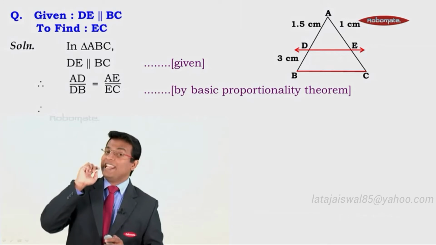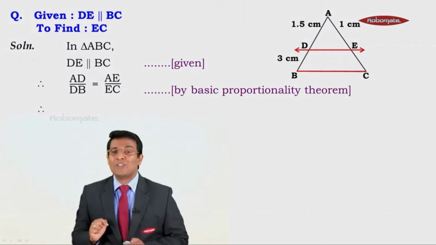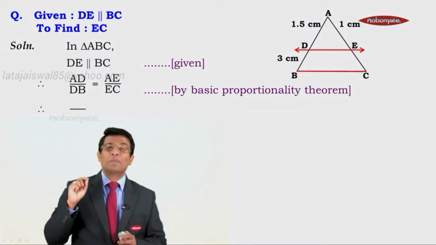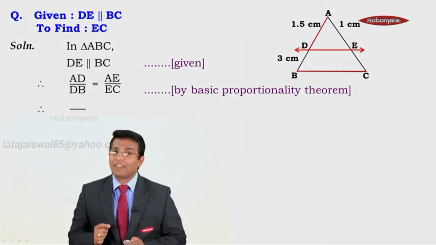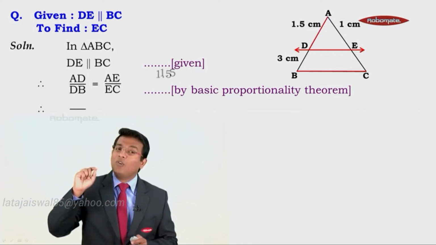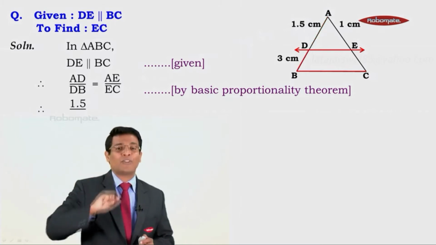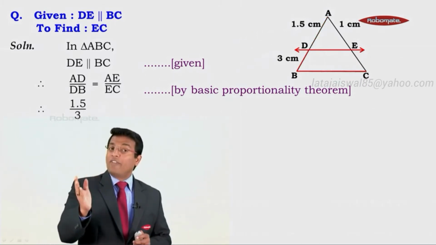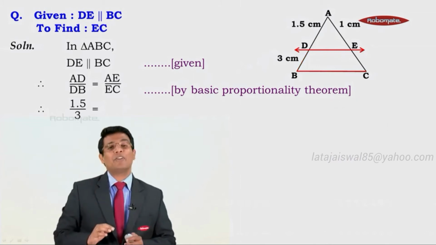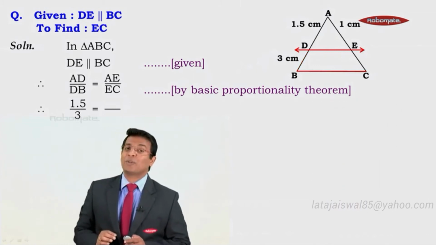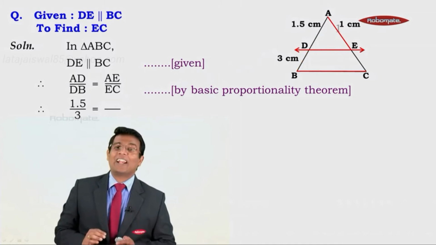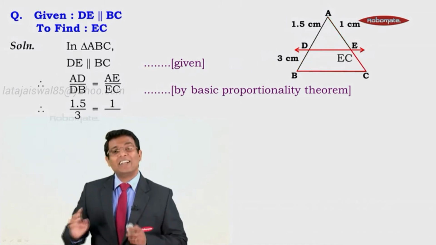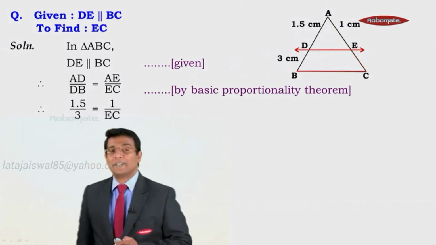Do we know the value of AD? Yes, the value of AD is known to us. How much is the value of AD? AD is nothing but 1.5. So we substitute the value of AD there as 1.5. Now, do we know the value of DB? Yes, we know the value of DB. What is the value of DB? It's nothing but 3. Do we know the value of AE? Yes, we know the value of AE is nothing but 1. So we substitute that there, and we don't know the value of EC. So we keep EC as it is, right?